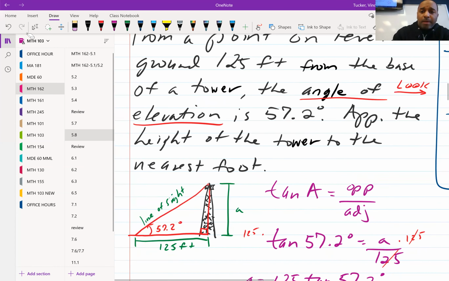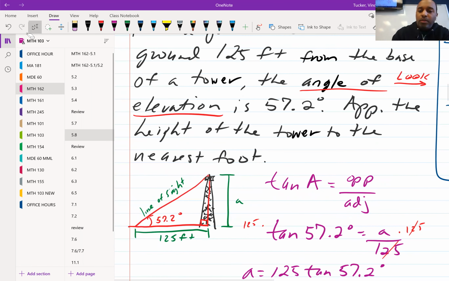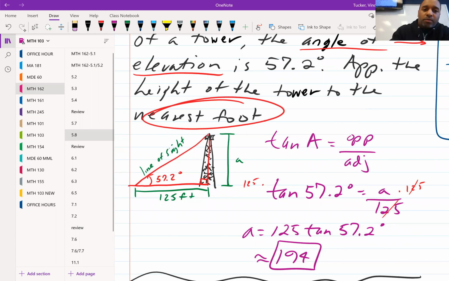Just like before, when we had different pieces, we would switch to cosine or sine if we were looking for opposite, adjacent, and hypotenuse. So you have those three trig functions at your disposal to use accordingly. Go ahead, plug in. Opposite is A, adjacent is 125. You could have called it H for height. It's up to you what letters you want to use. Just make sure you are okay with what you're using. Multiply both sides by 125. 125 times tangent of 57.2 degrees. And don't forget, it said round to the nearest foot. So that's why we have 194.